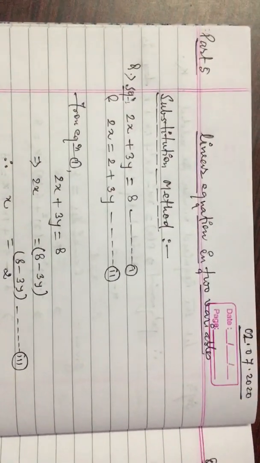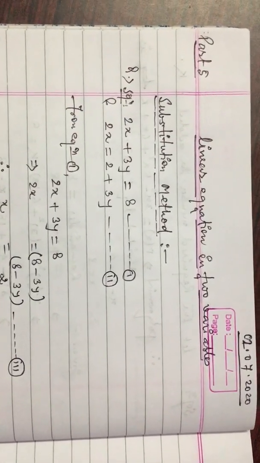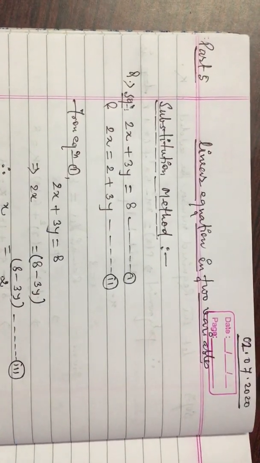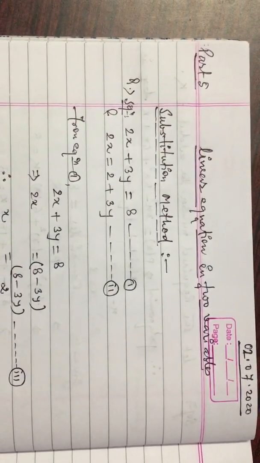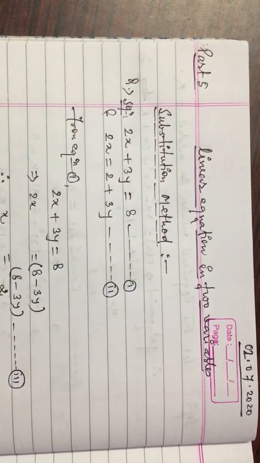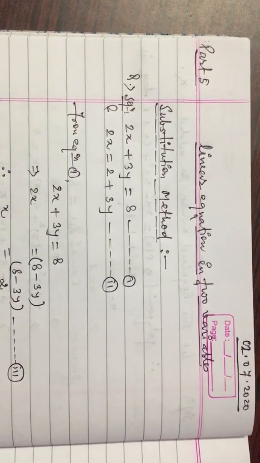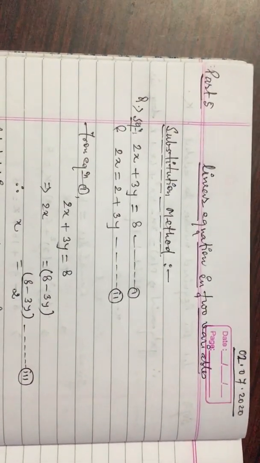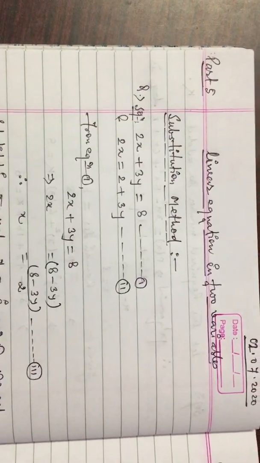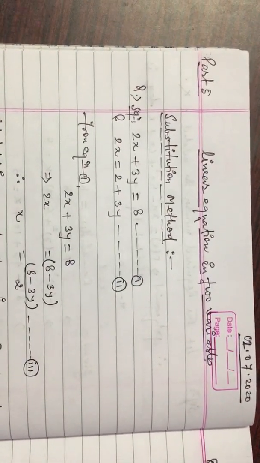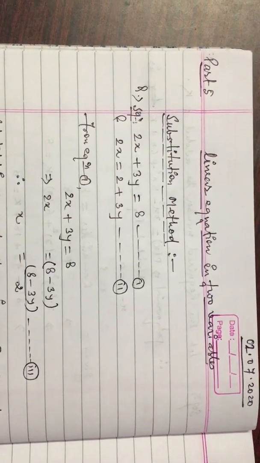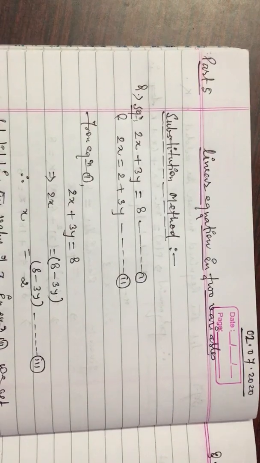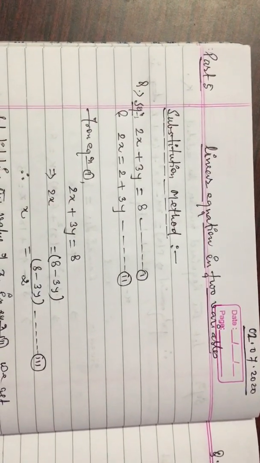In this chapter, we will see how to solve simultaneous linear equations in two variables and how to find the value of the unknown variables, generally defined as x and y. In this chapter, there are three methods mentioned: elimination by equating the coefficient of x or y, substitution by eliminating x or eliminating y, and third, the cross multiplication method.